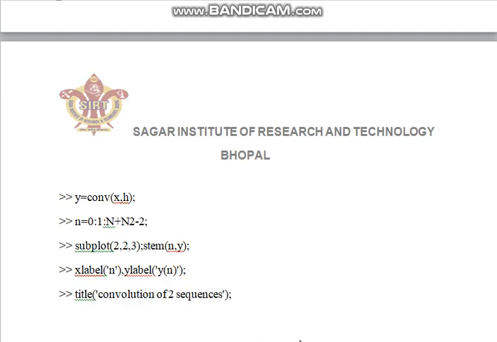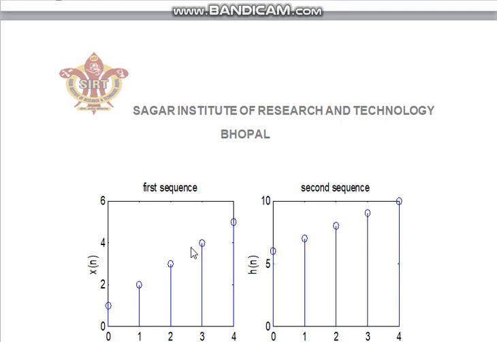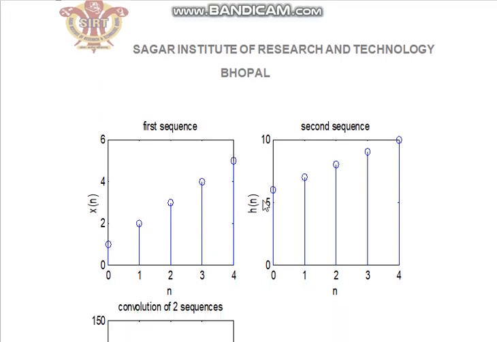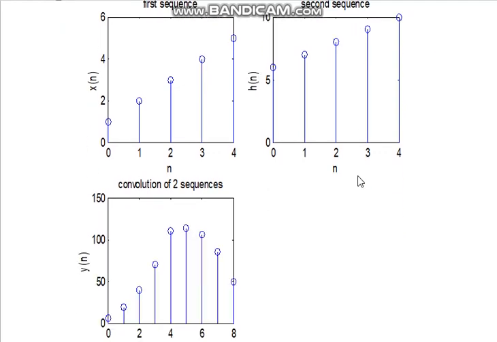After writing the whole program in the MATLAB command window or in the editor window, and debugging by using the debugging command and running it, the output will come in the figure window, where the first figure is the plotting of the first sequence, the second figure represents the plotting of the second sequence, and the third figure represents the convolution of the two sequences. So this is your first sequence, this is your second sequence, and this represents the convolution of the two sequences. So this will end your experiment number 5.